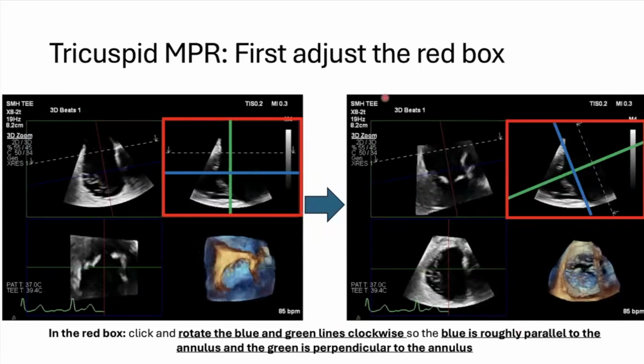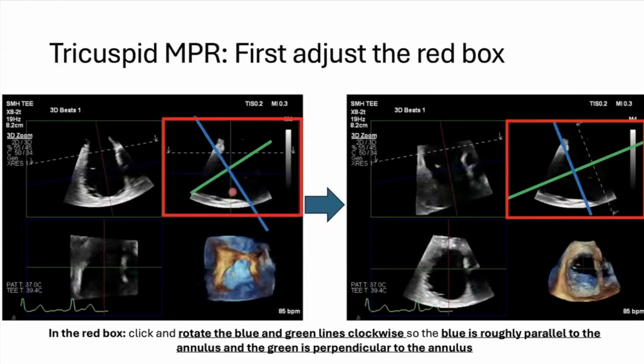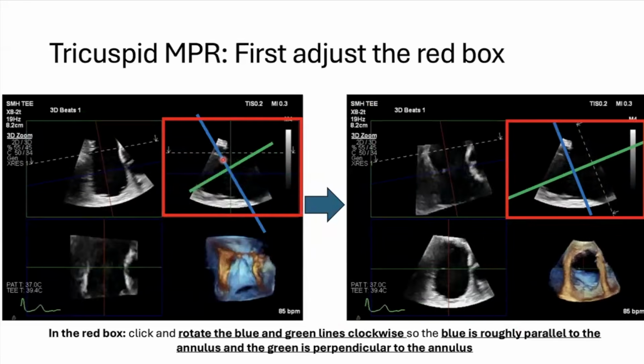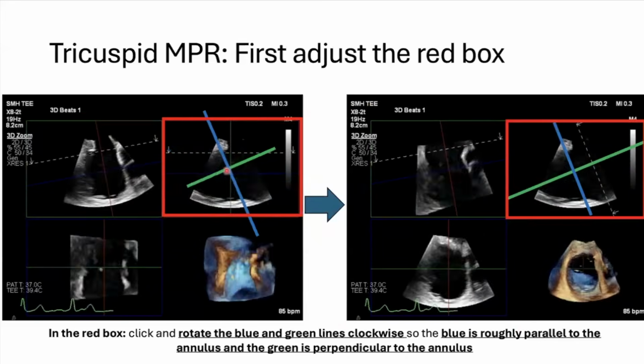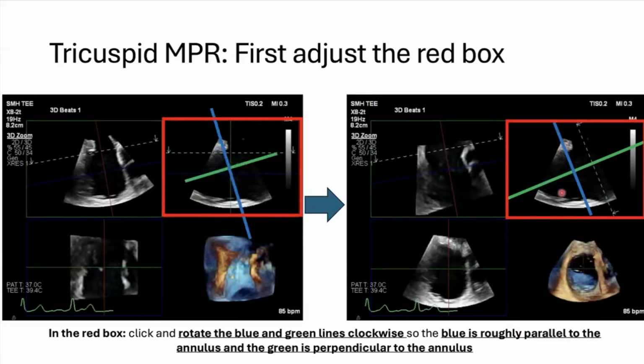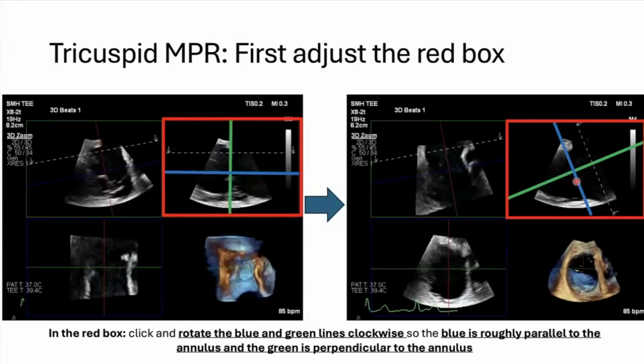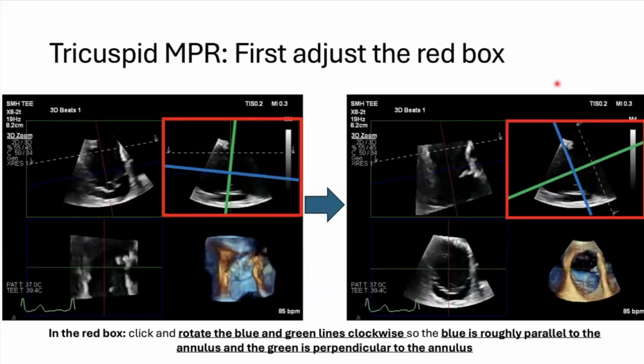With my planes locked, I will rotate the blue plane to be along the tricuspid annulus and the tricuspid leaflets. You can see just how much we have to rotate this plane to fix this image. And you can see immediately this 3D image is looking better because now the blue plane is lining up parallel to the tricuspid annulus and the leaflets.